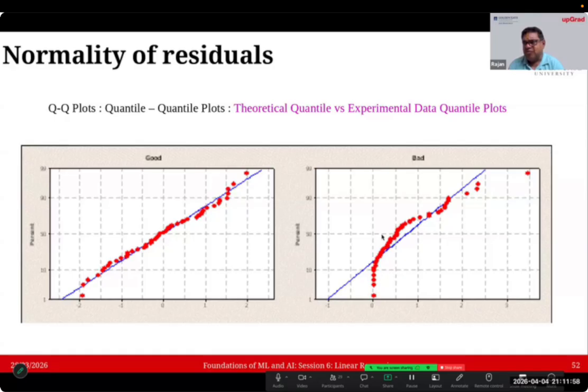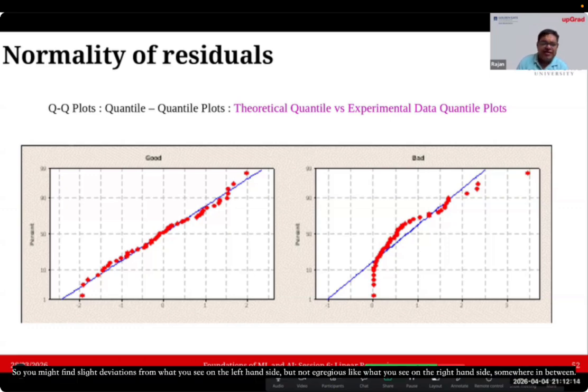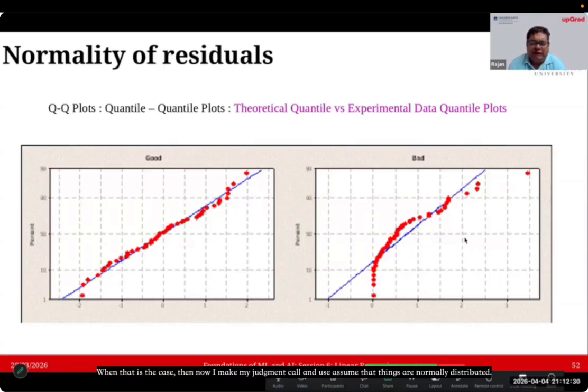Most naturally occurring data fall on a distribution that looks like normal, but may not be perfectly normal. So you might find slight deviations from what you see on the left hand side, but not egregious like what you see on the right hand side. Somewhere in between. That's what we usually find in real data. When that is the case, I make my judgment call and assume that things are normally distributed.